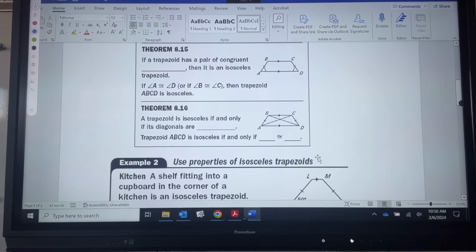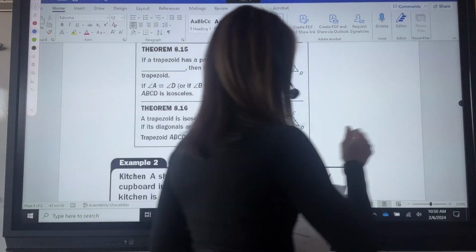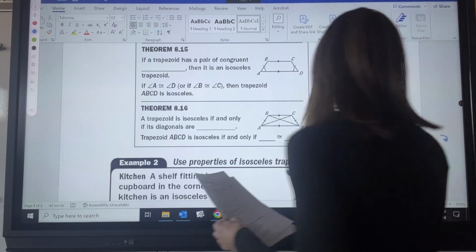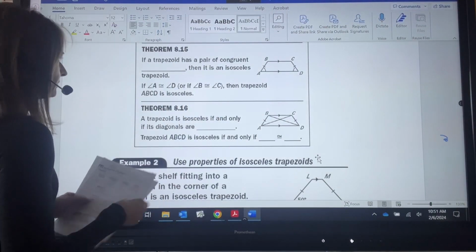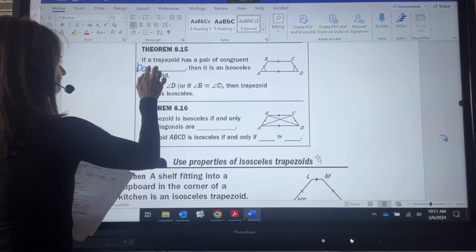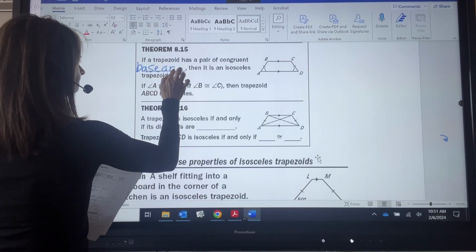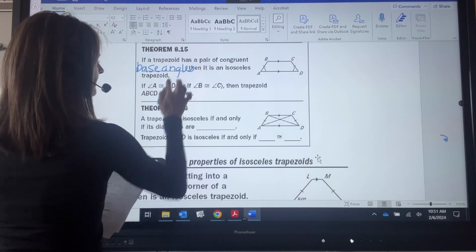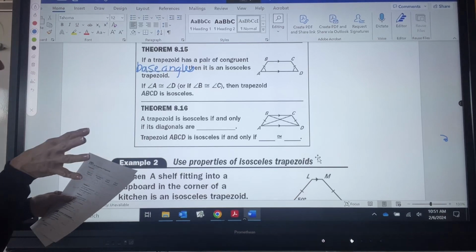And right here, all right, so 8.15. If a trapezoid has a pair of congruent base angles, then it's an isosceles trapezoid.